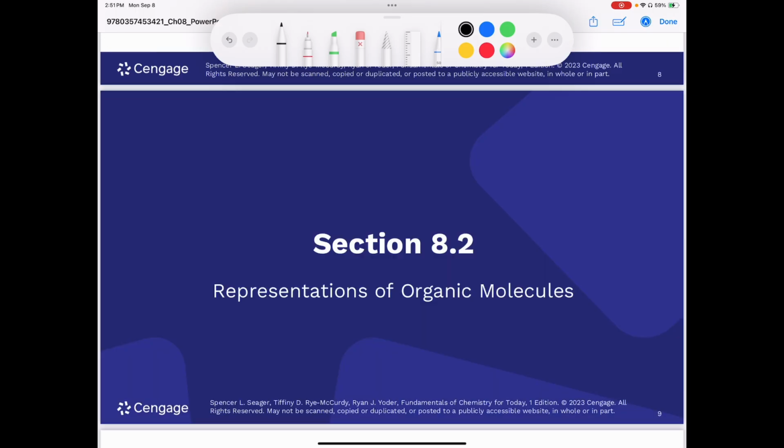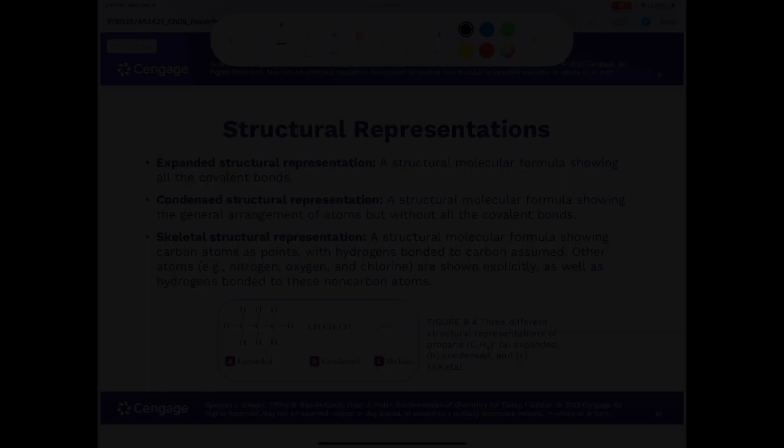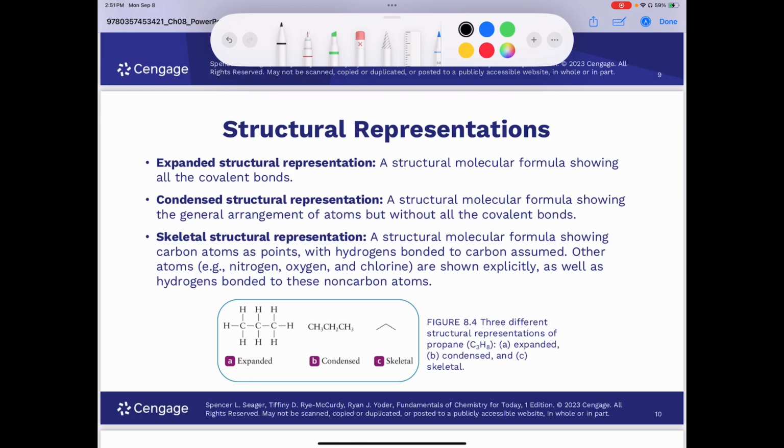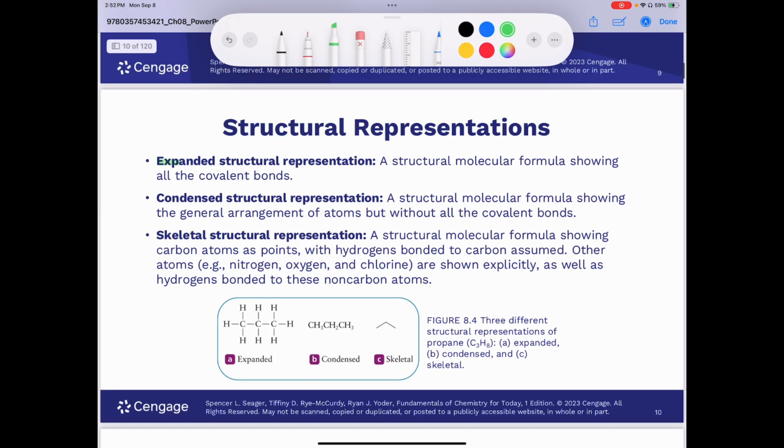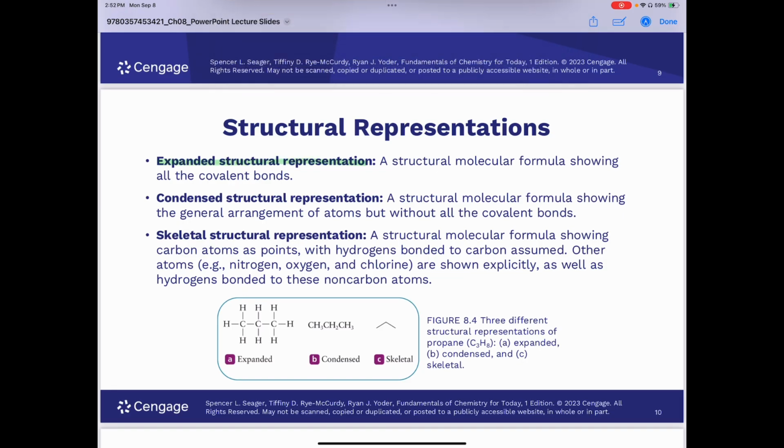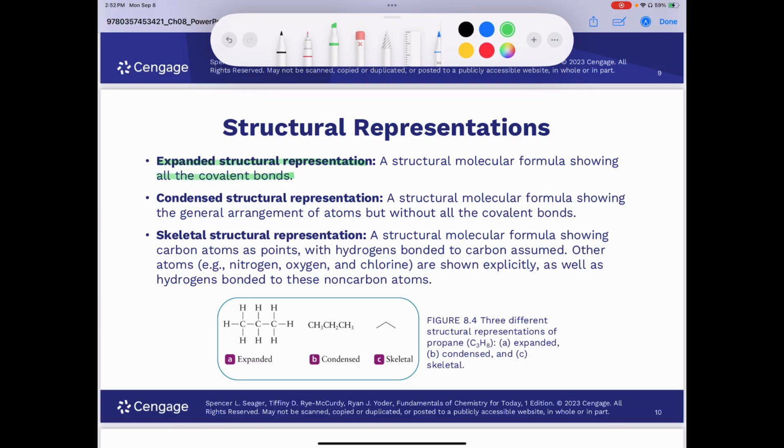All right, let's move on to section 8.2, representations of organic molecules. And we'll start with structural representations. First, we're going to look at the expanded structural representation. And this is a structural formula showing all covalent bonds. So again, expanded structural representation is going to be showing all of the covalent bonds. Sometimes in organic chemistry, we call this a Lewis structure, like the Lewis structures that we looked at before. A Lewis structure shows every single bond.